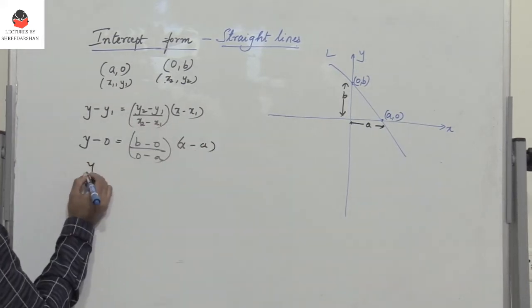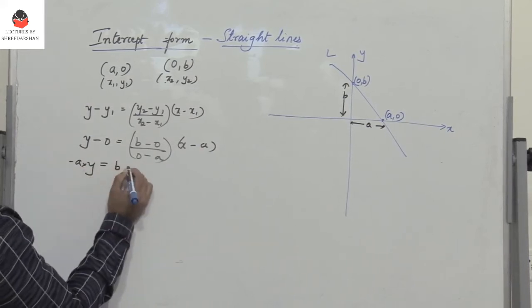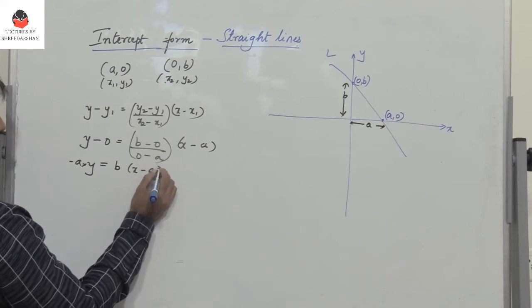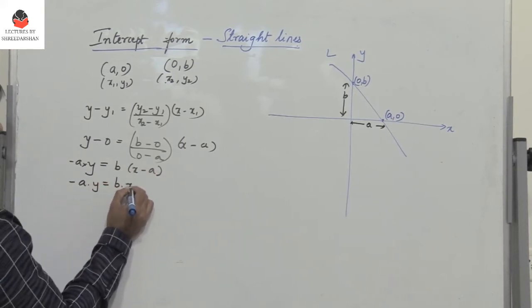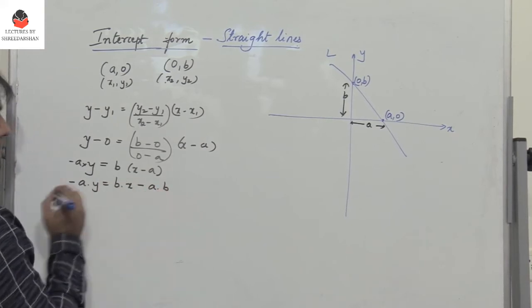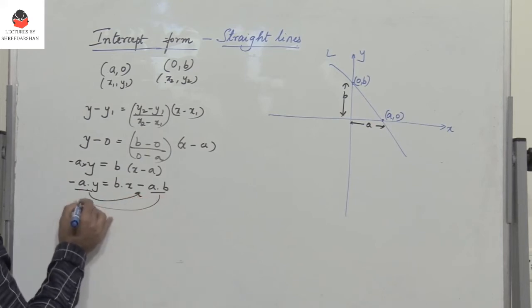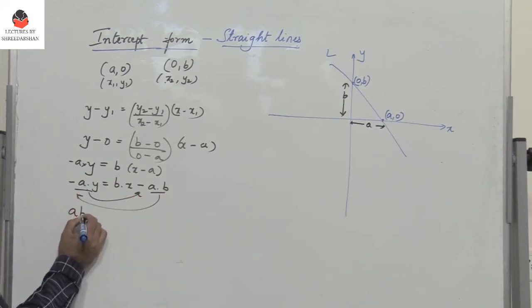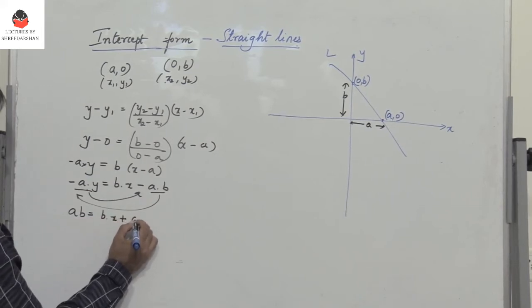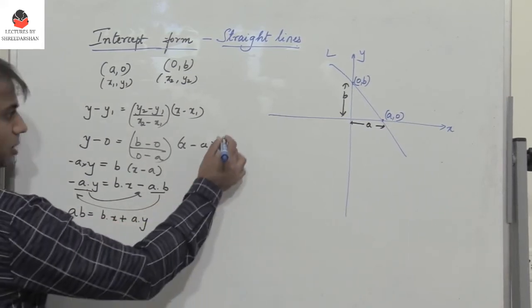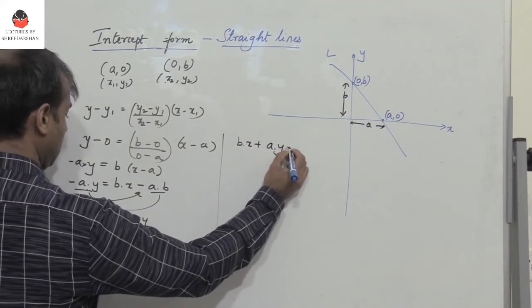So you have y into minus a. So minus a comes to the side equals b into (x minus a). So minus a into y equals b into x minus a into b. Take this term to the RHS and this term to the LHS. So a into b equals b into x plus a into y. Or I can write this as b into x plus a into y equals ab.